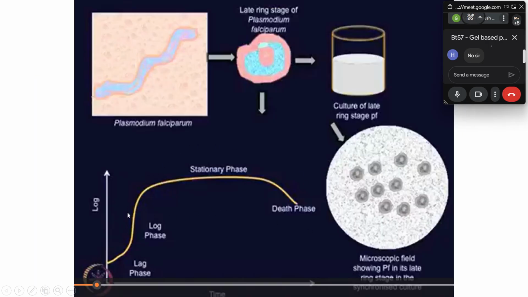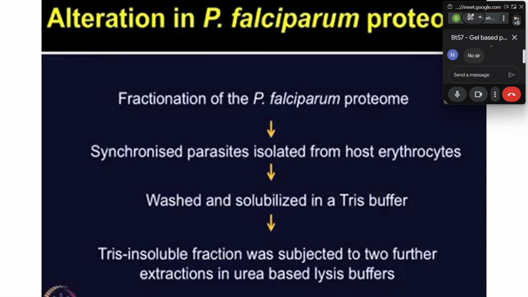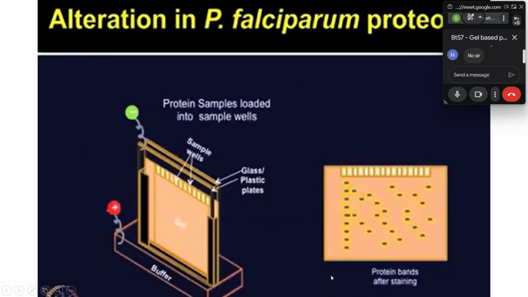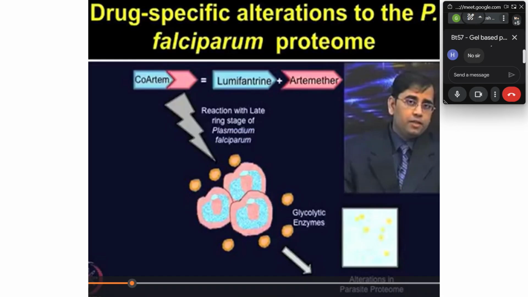It depends upon the life cycle of Plasmodium falciparum and the time point at which the specific drug is administered, so synchronized parasites were isolated. RBC samples are collected and those specific parasites are taken here. They were washed and lysed by lysis buffer and checked for what proteins might be present inside the parasite after this drug treatment, basically, to see how much the drugs or combination of drugs affect the parasite.